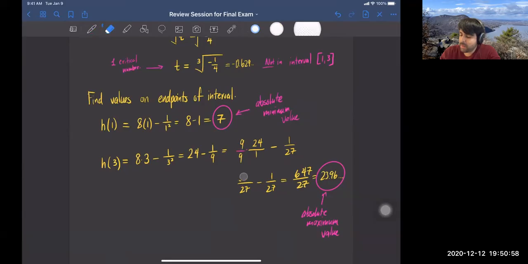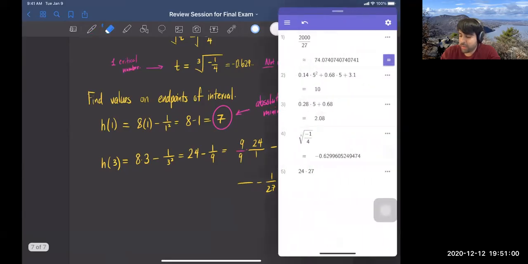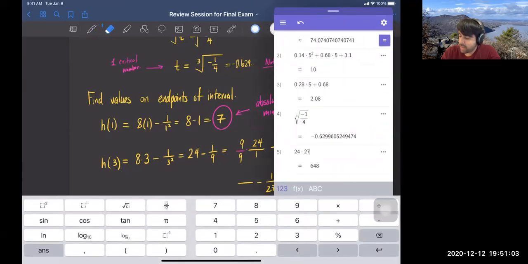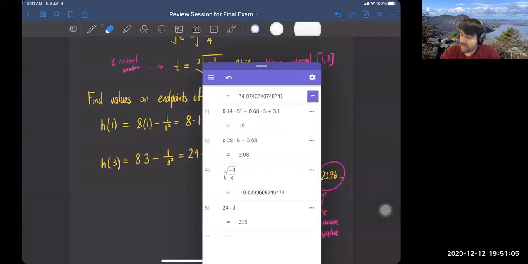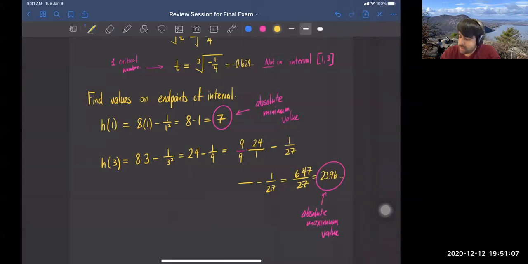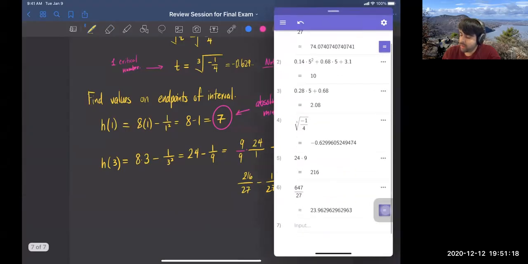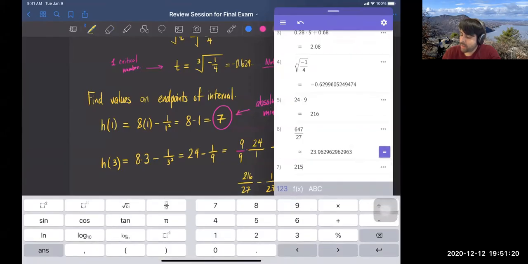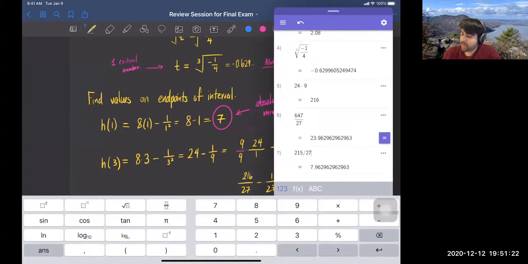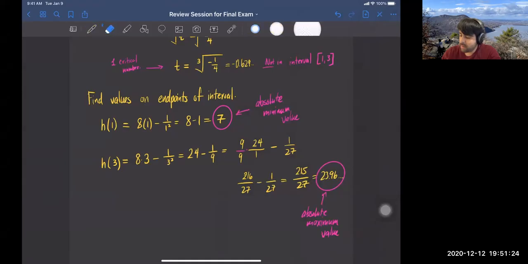And then 24 times 9. Yeah, this is a pretty strange number to get. But regardless, right? 24 times 9, 216. So I really get 216 instead. 216 over 27. This is what? 215. And then this becomes 215 divided by 27. So 7.96. Oh, okay. It's still going to be the absolute max, but not by a lot.